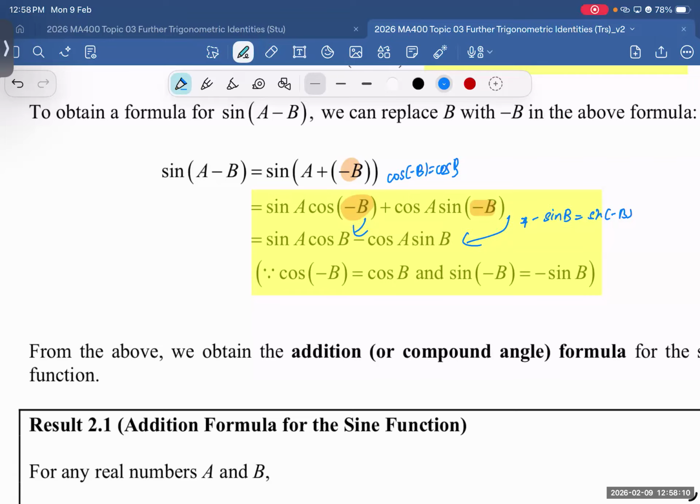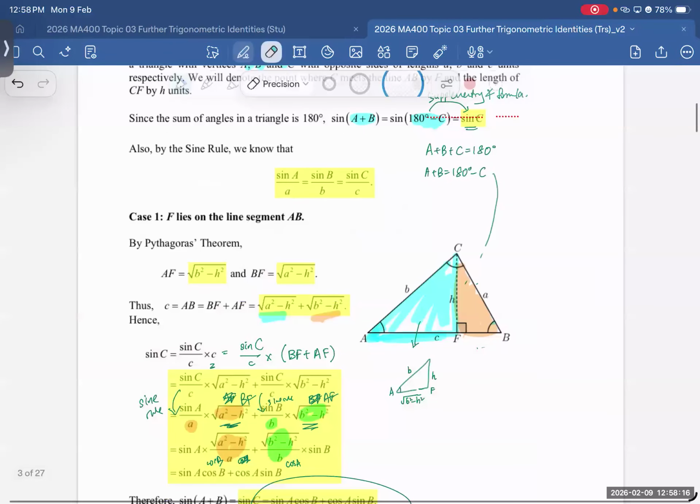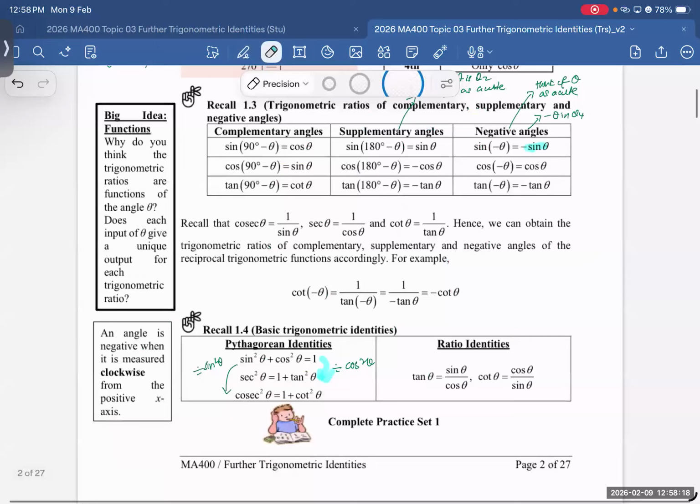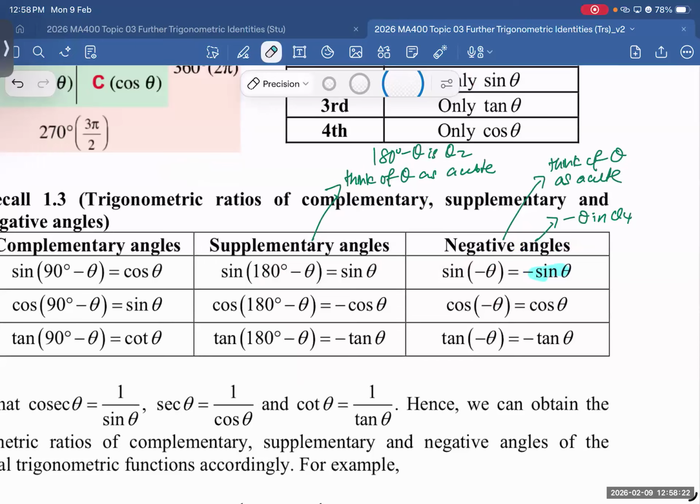You all understand why? If you all don't remember, I go back to our formulas here. Don't be shy. Remember, you think of theta as acute. Negative theta will be quadrant 4. In quadrant 4, only cosine is positive. 180 minus theta is obtuse. In obtuse quadrant 2, only sine is positive.